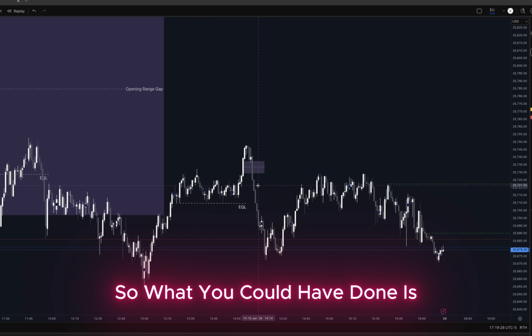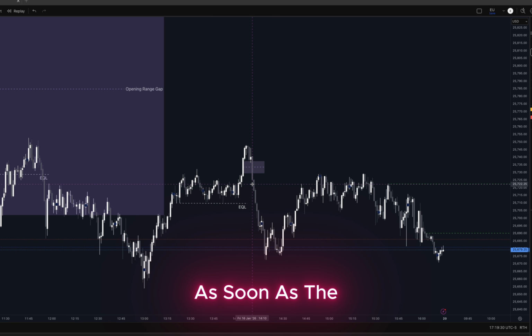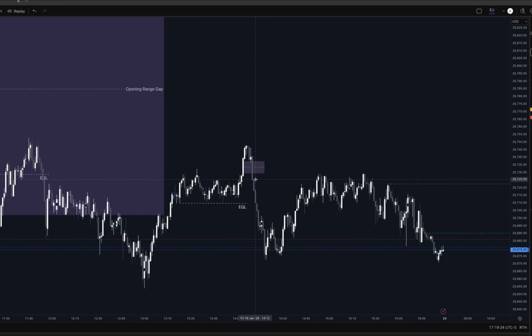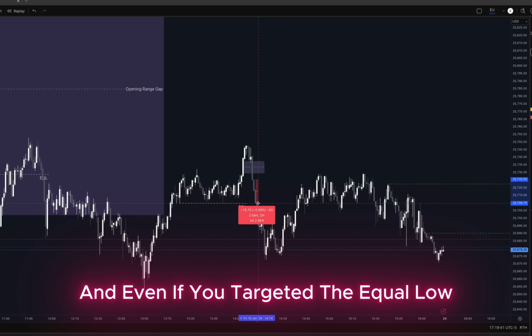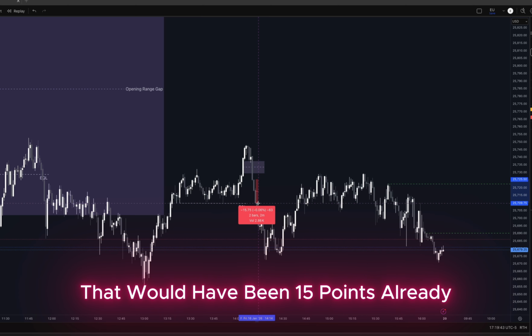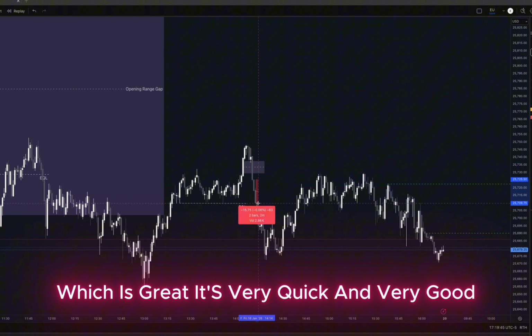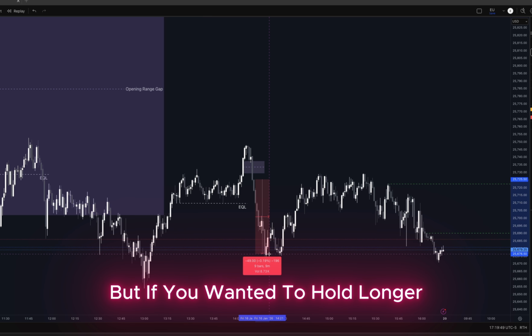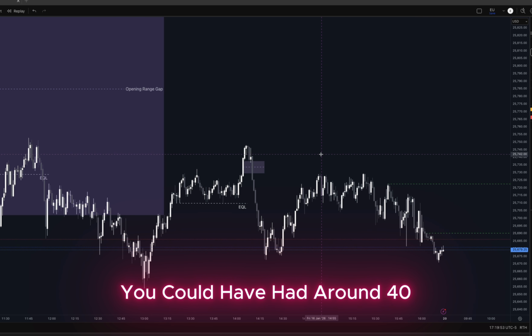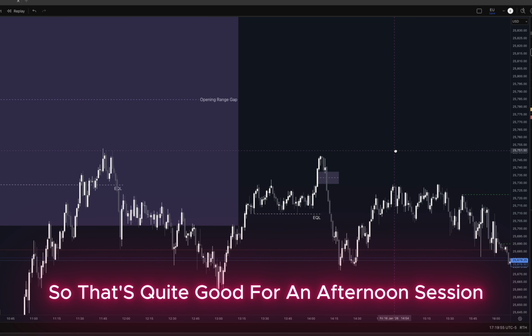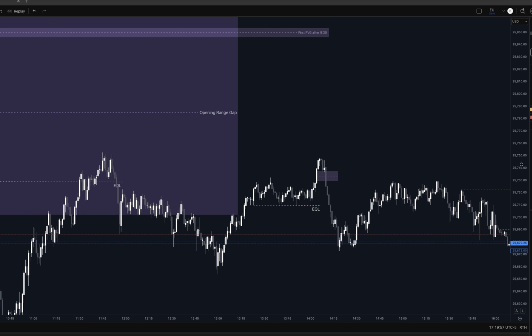So what you could have done is entered a short as soon as the candle closed. You took a short from there, and even if you targeted the equal low, that would have been 15 points already, which is great. It's very quick, very good. But if you wanted to hold longer, you could have done that as well. You could have had around 40, 50 points too.